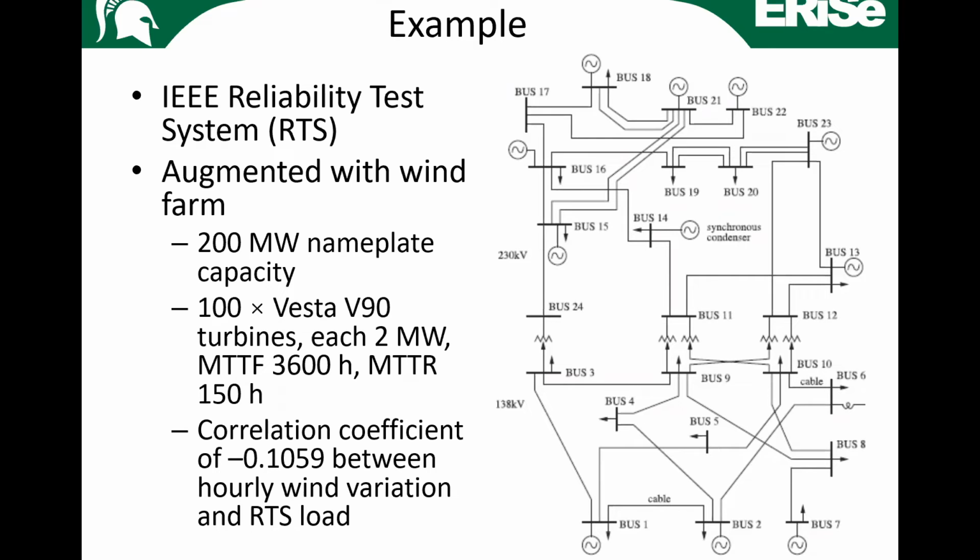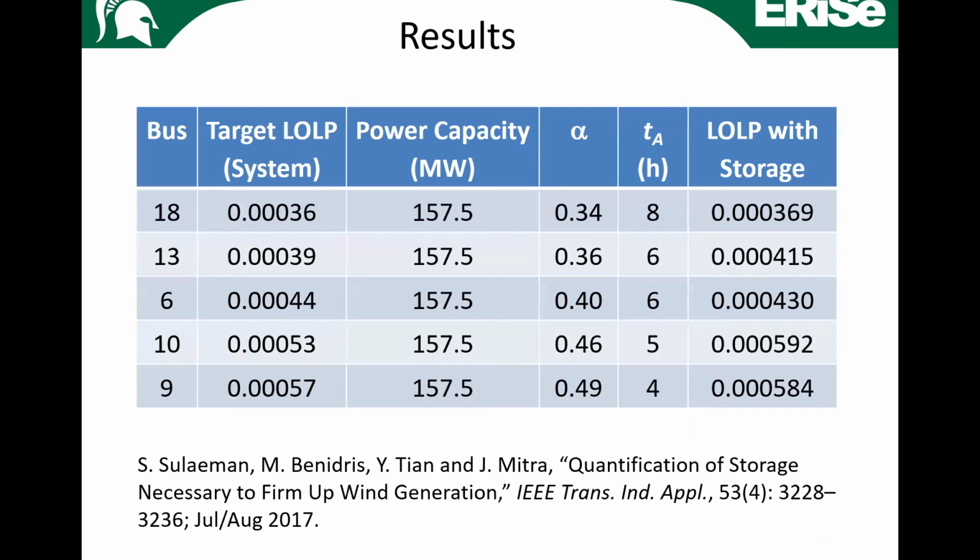And we used a wind data set for which we found the correlation between the hourly load variation of this test system and the wind speed variation to be this much. Using the methods that I was just talking about, we got this target LOLP at different locations. We didn't put the battery or wind farm at all these locations. We identified 5 different locations to test it at, and for each study we put it at one location.